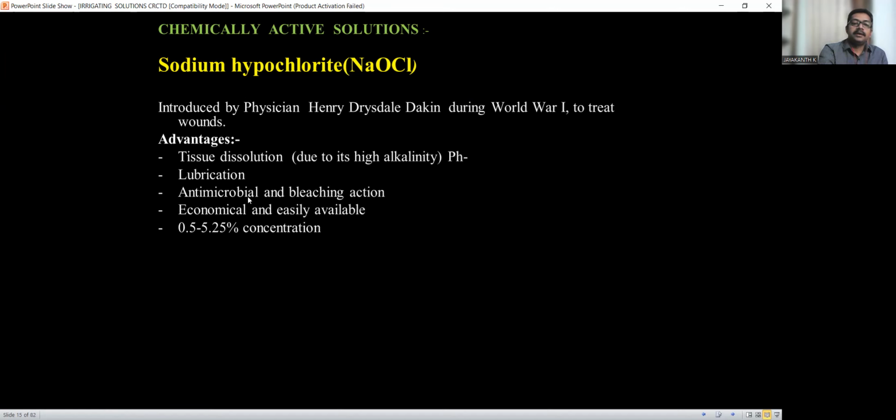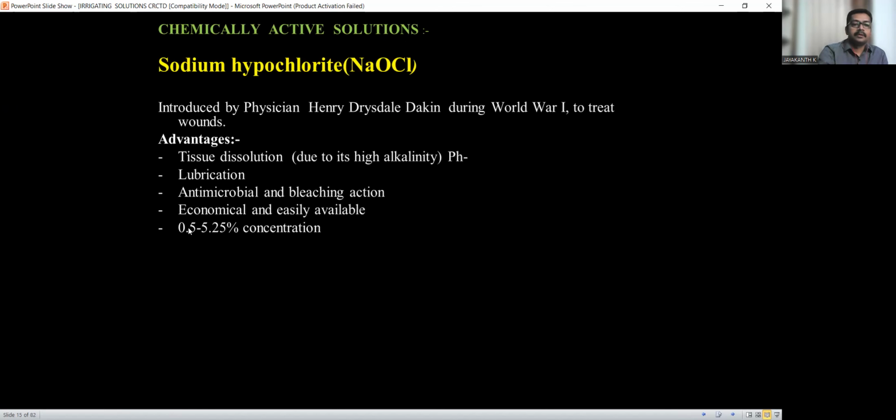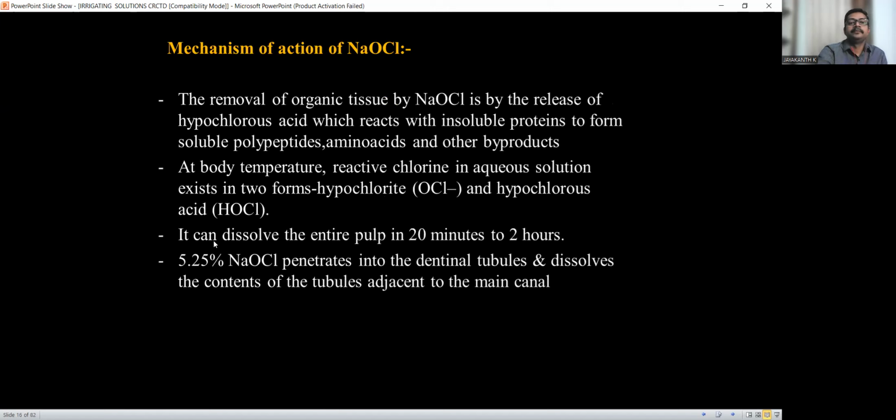Usually, it's available at a concentration of 0.5 to 5.25%, whereas the higher concentrations are not so palatable for the patients. So clinicians usually tend to use a concentration of between 2.5 and 3.5%, but it is used in all these concentrations, 0.5 to 5.25%.